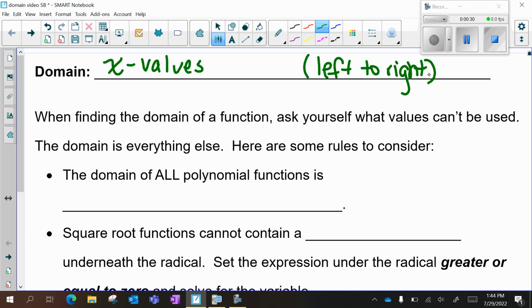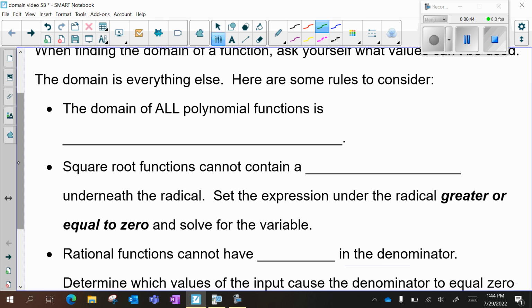So when finding the domain of a function, you're going to ask yourself what values can't be used. The domain is everything aside from what can't be used. So there are a few rules to consider. First of all, the domain of all polynomial functions is all real numbers.